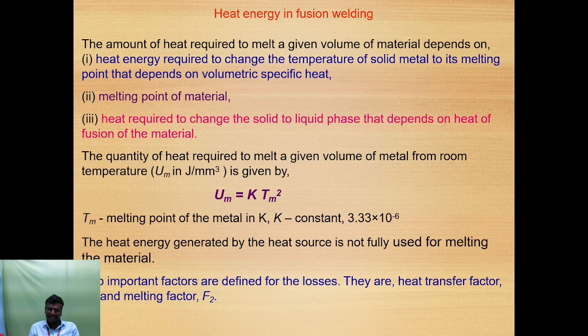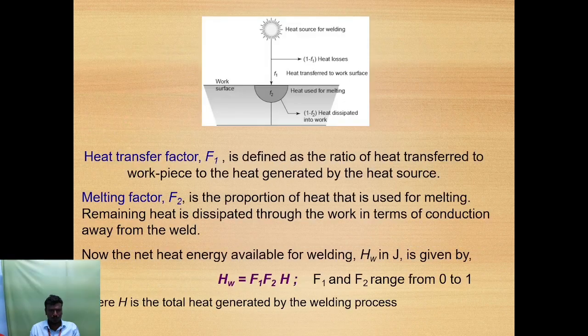Um is equal to K Tm squared. Tm means the melting point of the metal in Kelvin. K is a constant and its value is 3.33 into 10 power minus 6. The heat energy generated by the heat source is not fully used for melting the material. Two important factors define the losses. They are the heat transfer factor F1 and the melting factor F2.